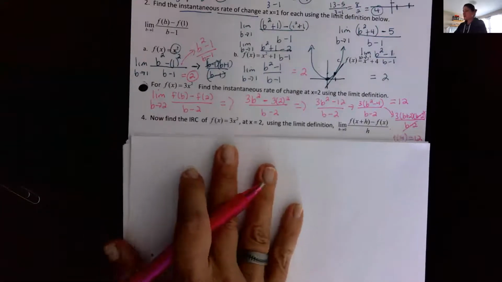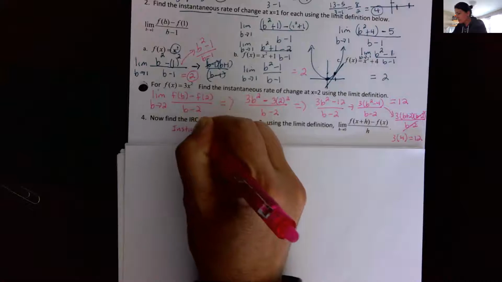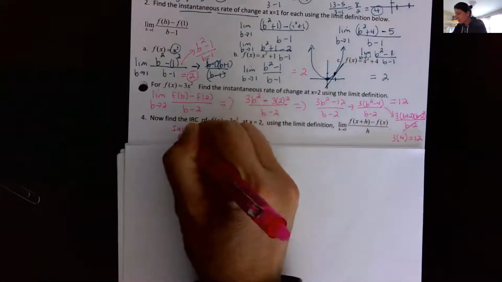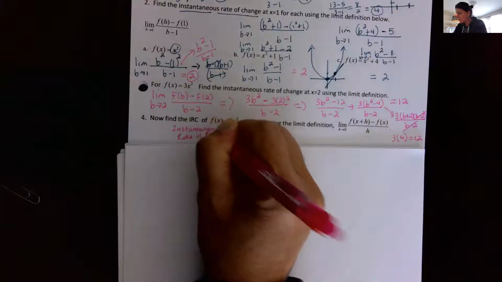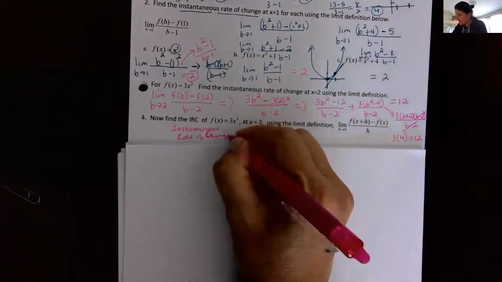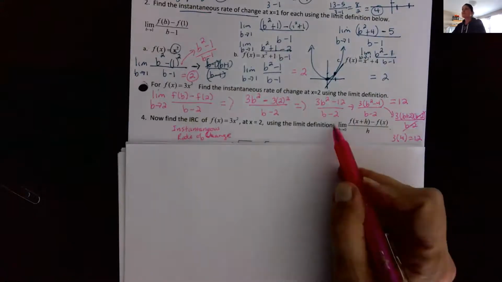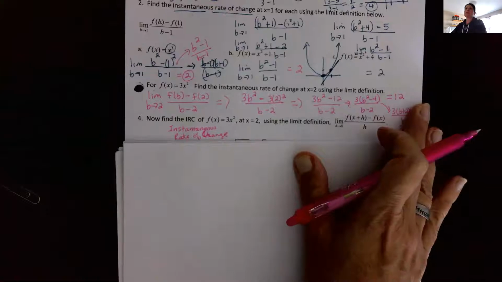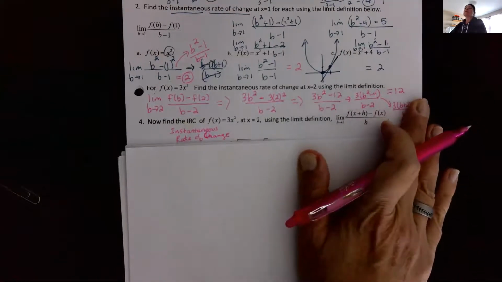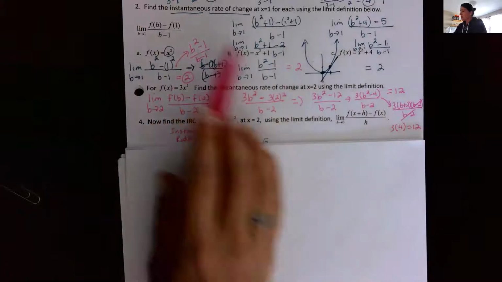Now find the IRC. IRC is instantaneous rate of change. A little bit of shorthand, okay? Here's another version of the limit definition. So I keep referring to something called the limit definition. A limit definition is simply a slope formula, a take on the slope formula.